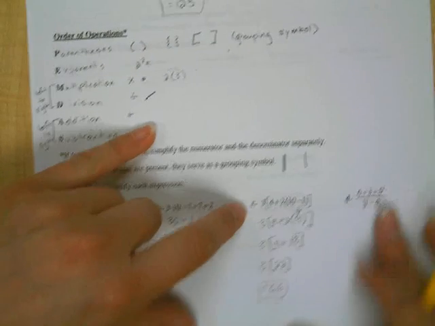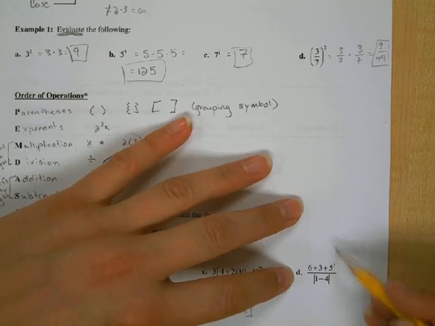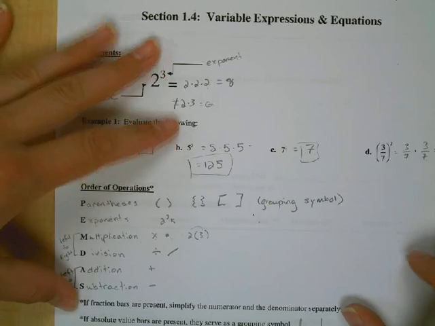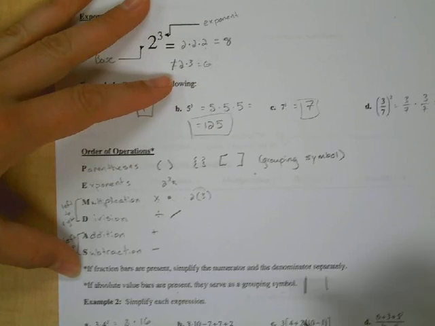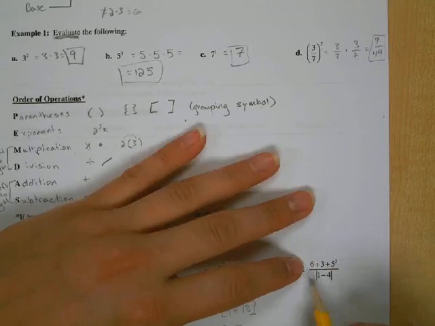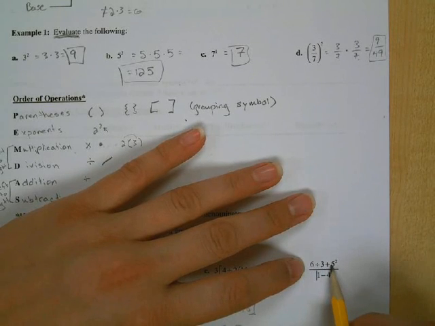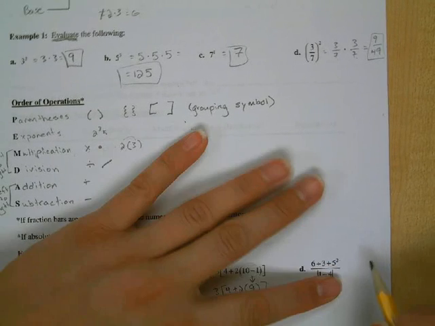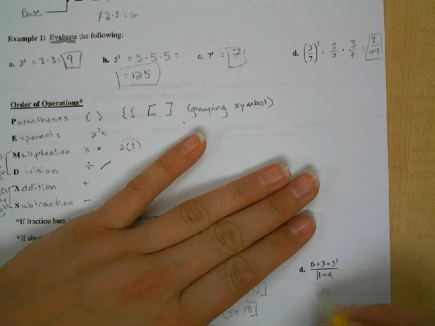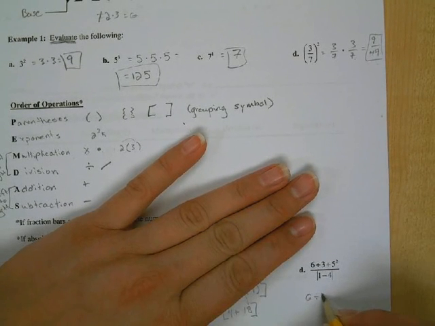Now D, we're going to have two separate pieces here. We've got the top and the bottom. It says that if there is a fraction bar present, simplify the numerator and the denominator separately. So let's start on the top. 6 divided by 3 plus 5 squared. Looking at the top, order of operations says exponents first. So I'm going to have 6 divided by 3 plus 25.